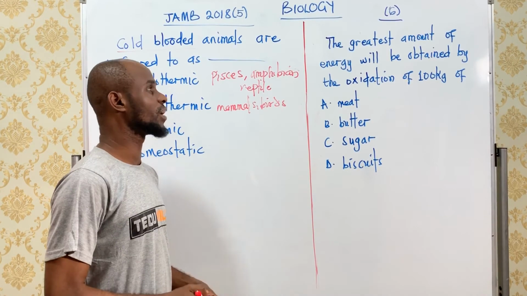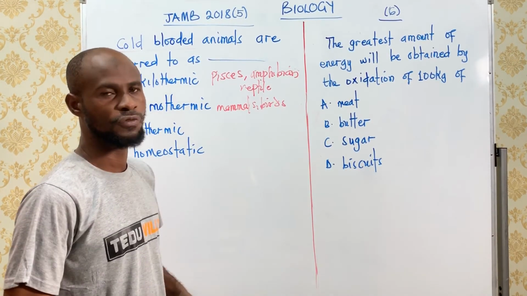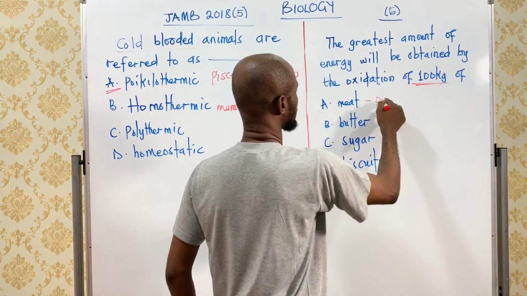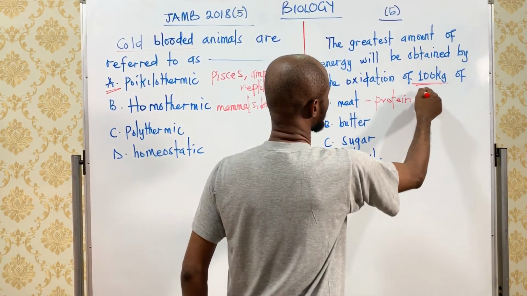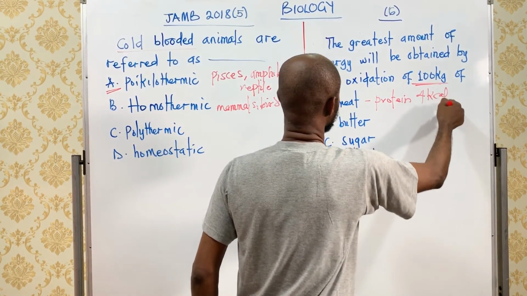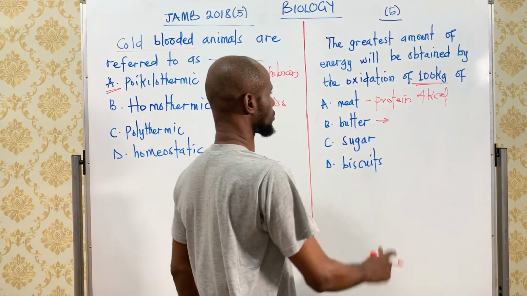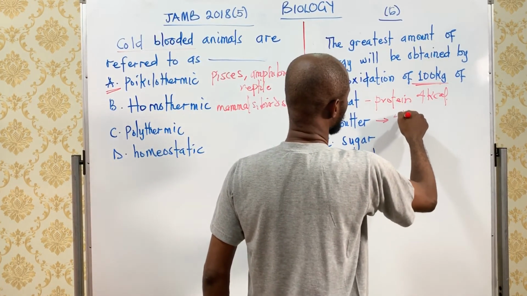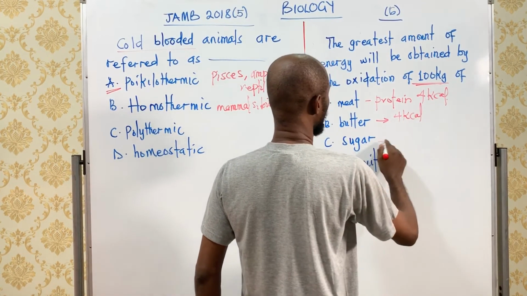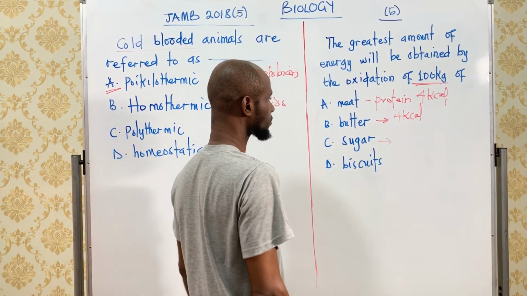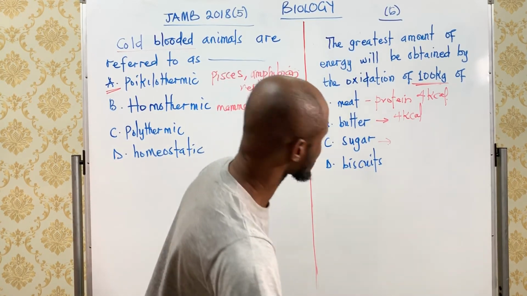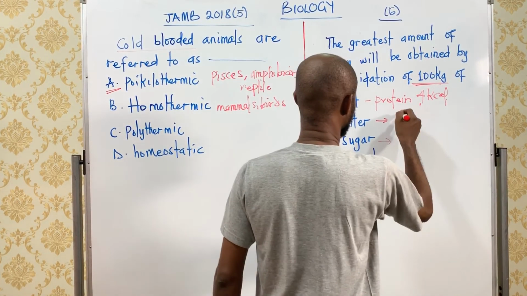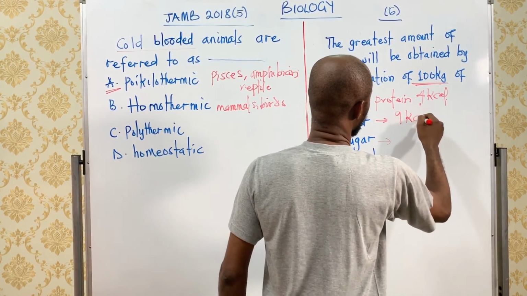The greatest amount of energy will be obtained by the oxidation of 100 kilogram of dash. Meat is a protein, and the protein is going to give us approximately 4 kilocalorie of energy. Butter is a fat. It's going to give us times 3 of what the carbohydrate is going to give us. That's about 9 kilocalorie of energy.